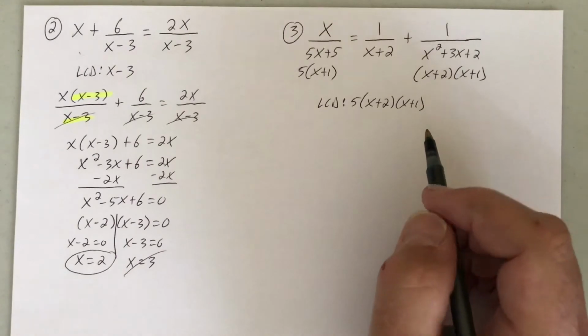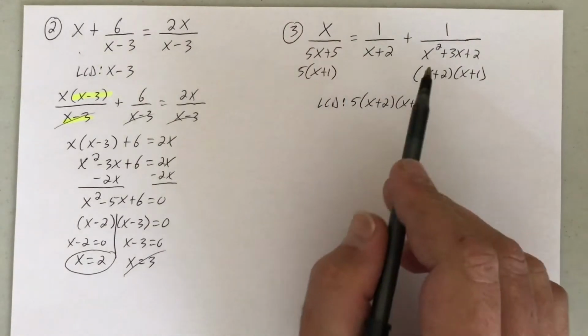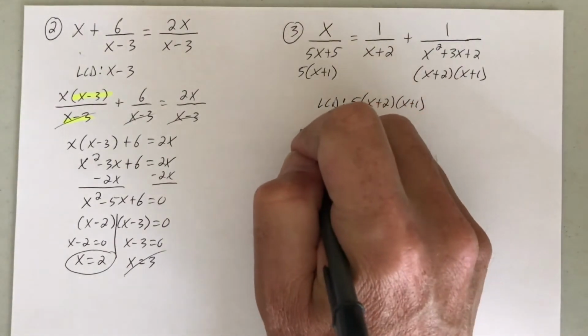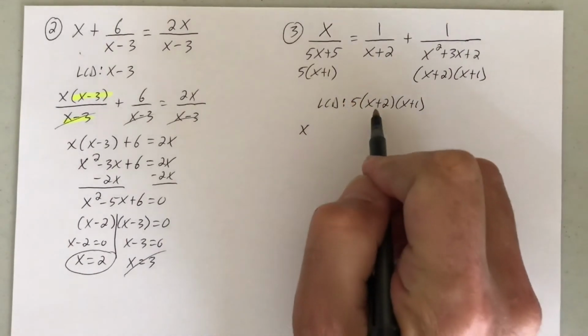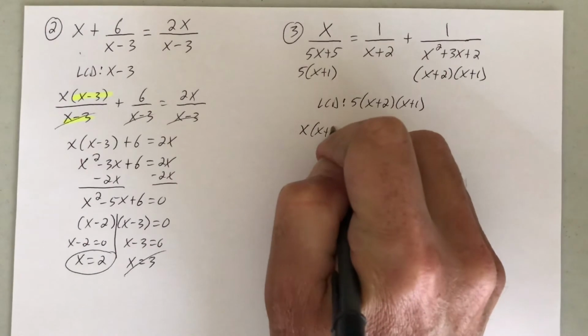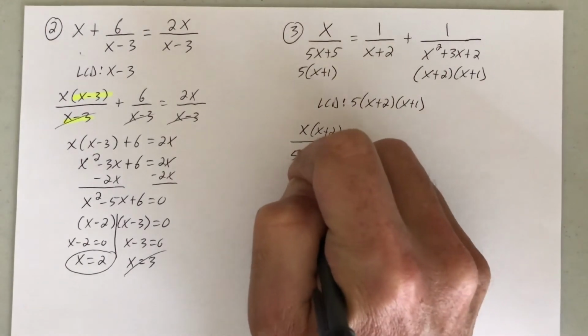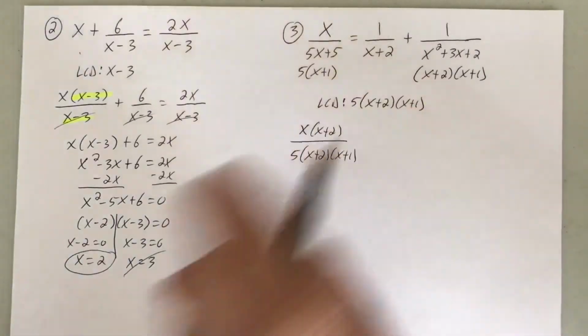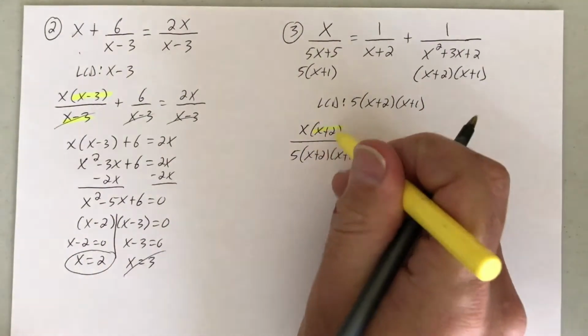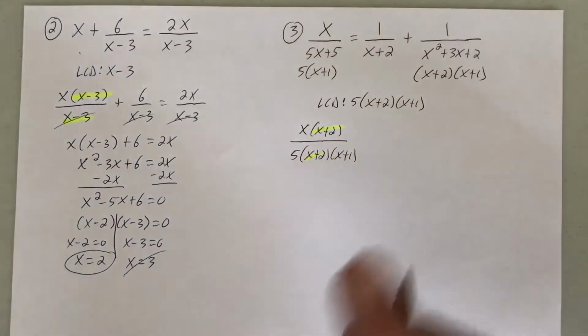So now I need to correct for all of the numerators. So in the first one, I already have the x, and I have a 5 and x plus 1 in the bottom, so I'm missing the x plus 2. So rewrite that. So here I had to multiply top and bottom by x plus 2.